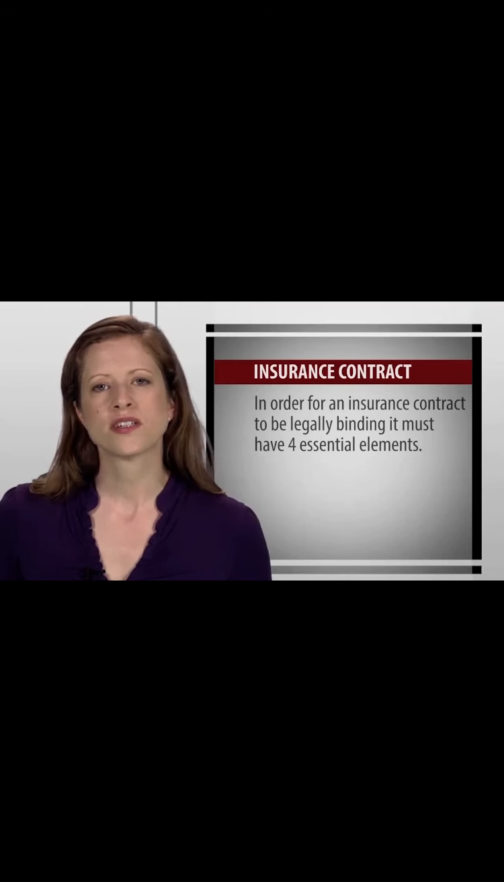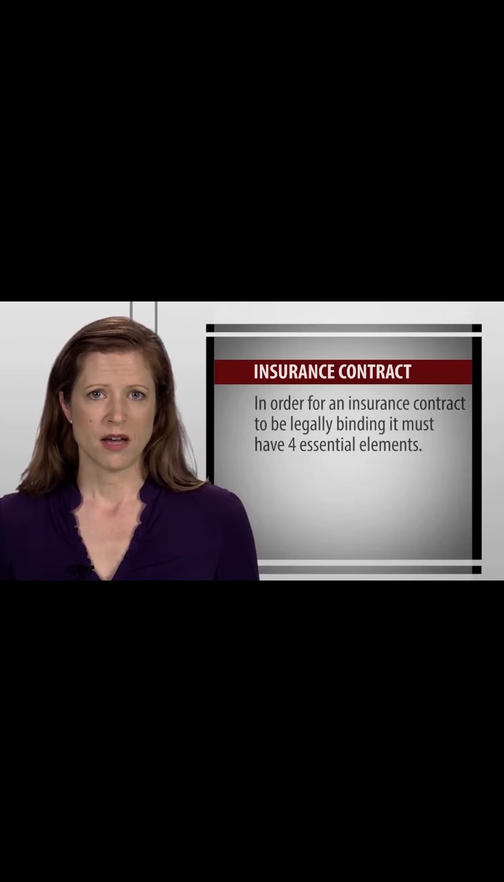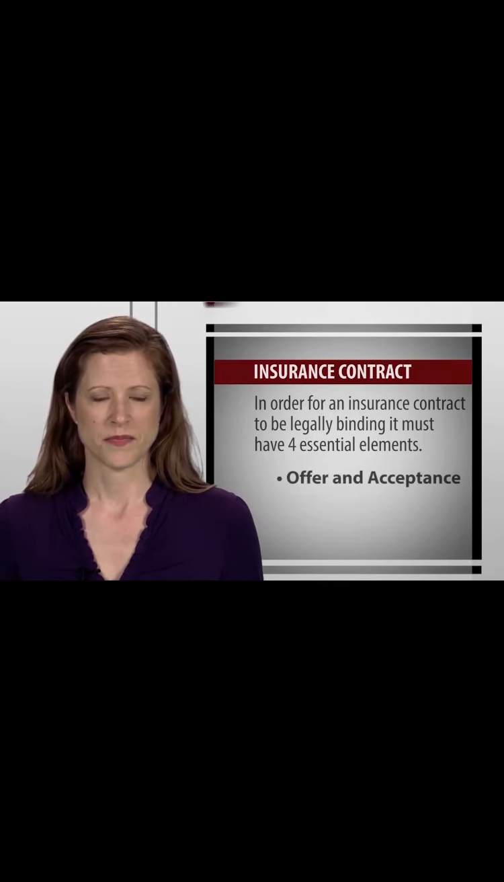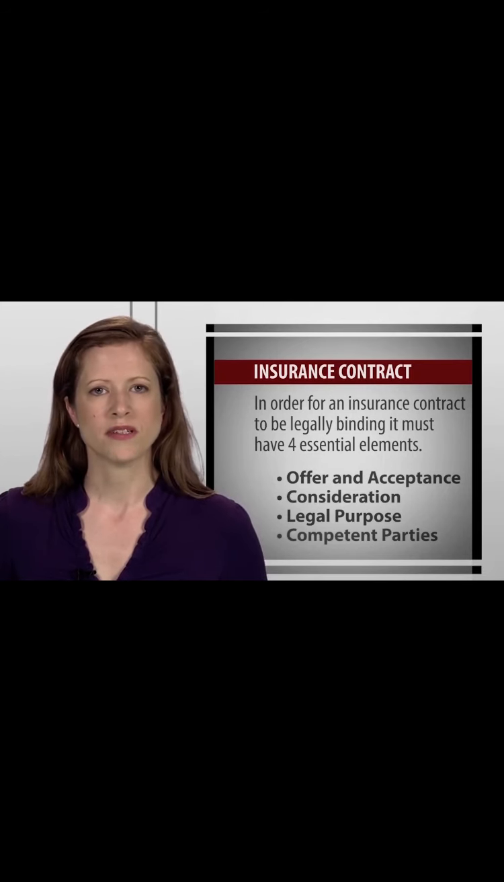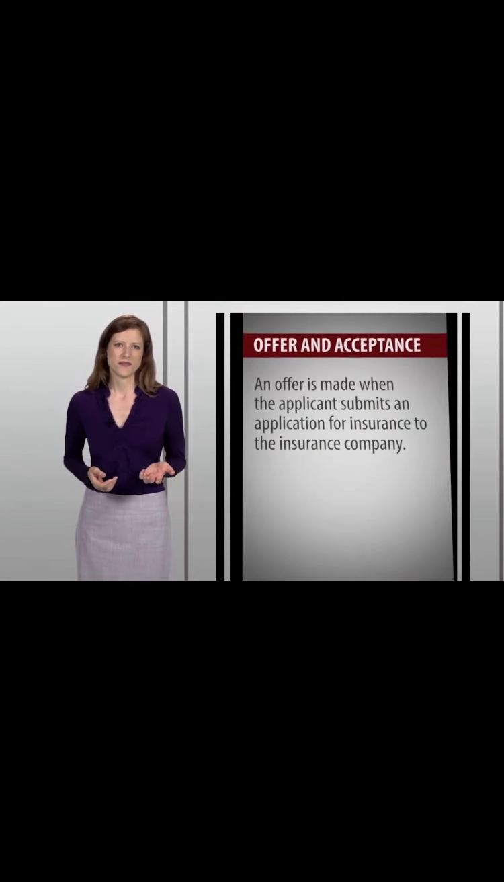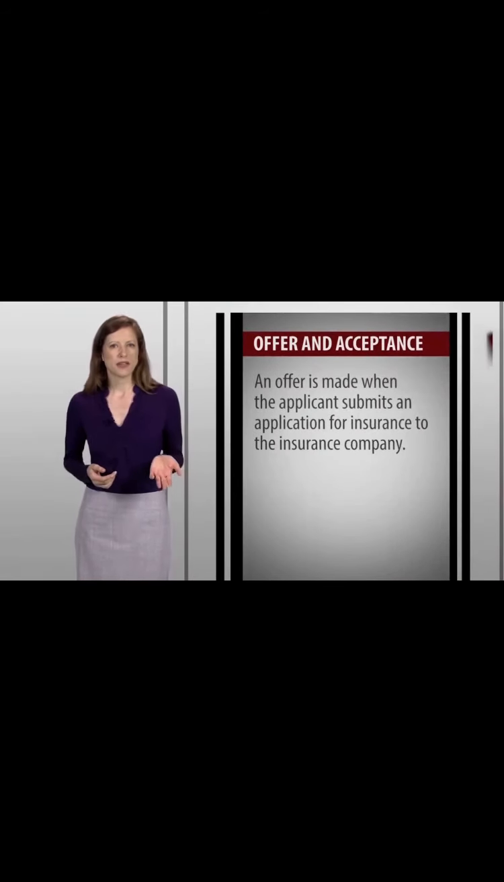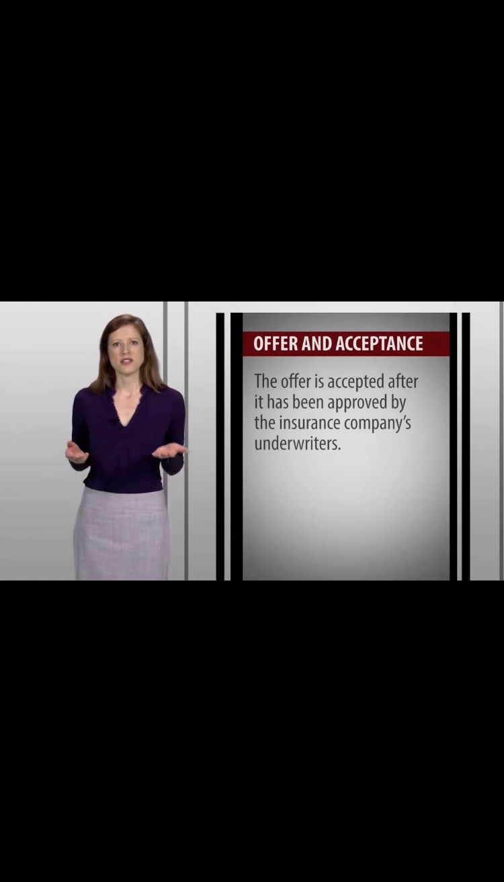In order for an insurance contract to be legally binding, it must have four essential elements: offer and acceptance, consideration, legal purpose, and competent parties. Offer and acceptance. An offer is made when the applicant submits an application for insurance to the insurance company. The offer is accepted after it has been approved by the insurance company's underwriters.